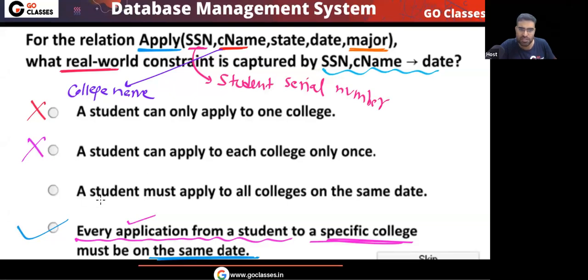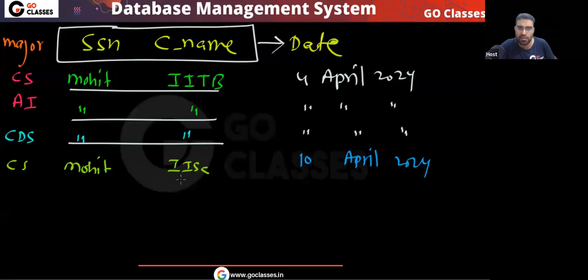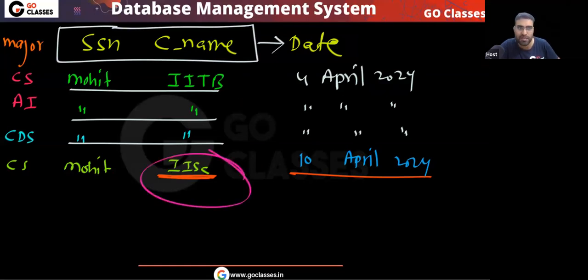Now what about option C? A student must apply for all colleges on the same date. That is also not correct. For IISc Bangalore, you can apply on 10th April. For IIT Bombay, you can apply on 4th April. Normally it happens that IISc forms will come before IIT Bombay forms. The application form of IISc Bangalore will come before your GATE result. Anyway, now let's move on.